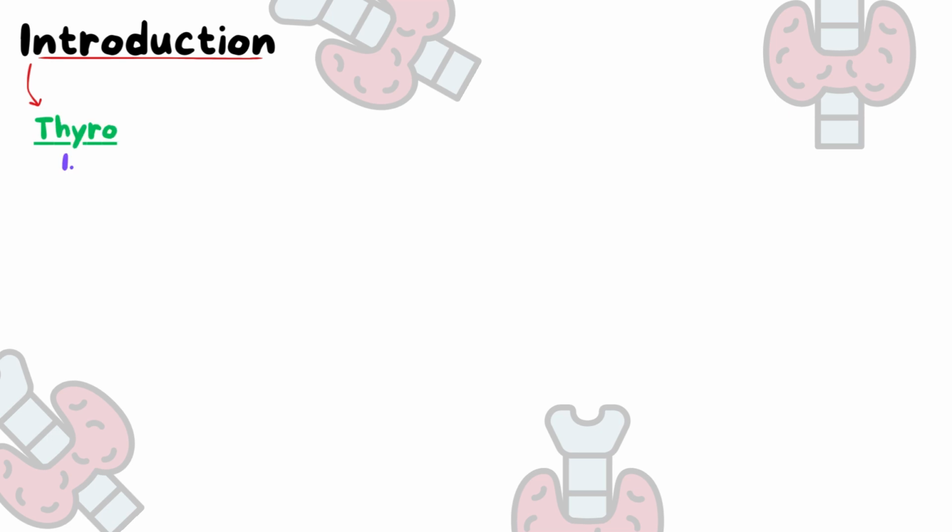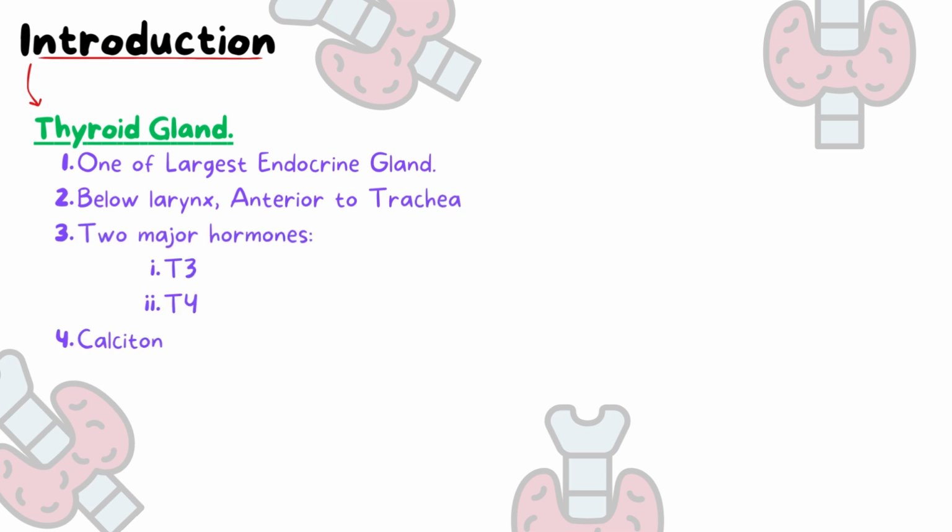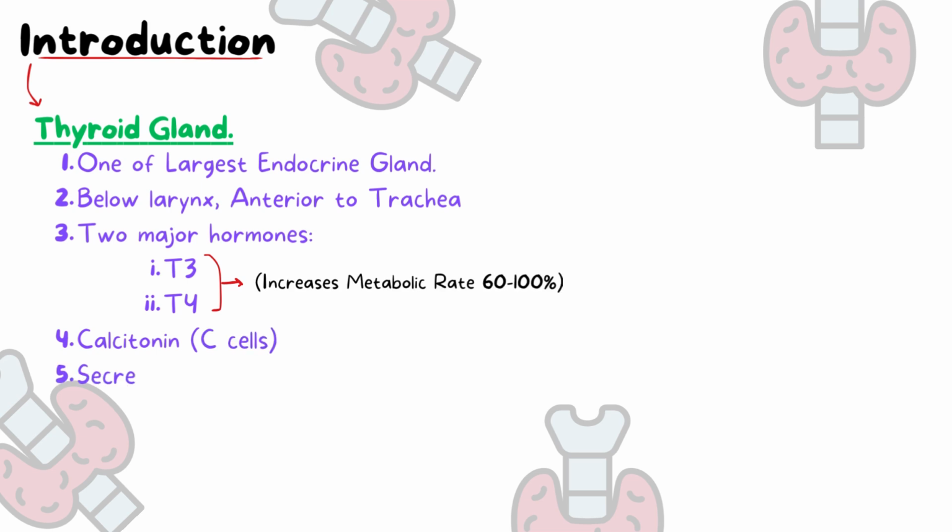The thyroid gland is one of the largest endocrine glands. It is present below the larynx and anterior to the trachea. It releases two major hormones, namely T3 and T4, T3 being triiodothyronine and T4 being thyroxine. These both increase the metabolic rate of the body. The thyroid gland also secretes calcitonin, a hormone involved in calcium metabolism. The secretions of the thyroid gland are controlled by a hormone known as the thyroid stimulating hormone.